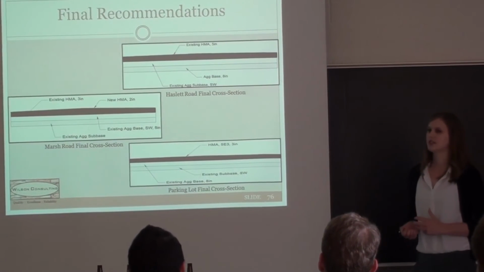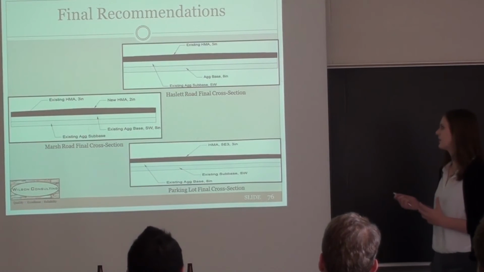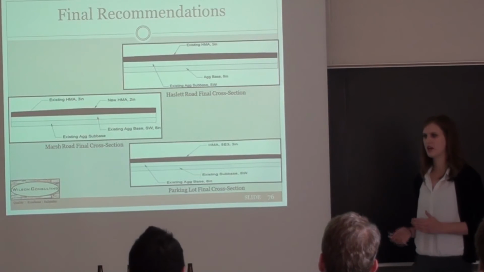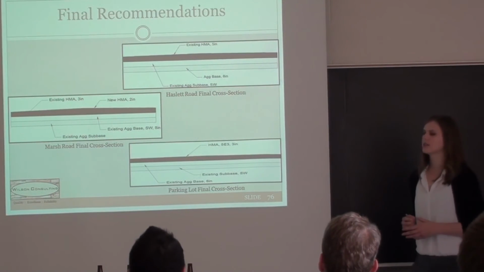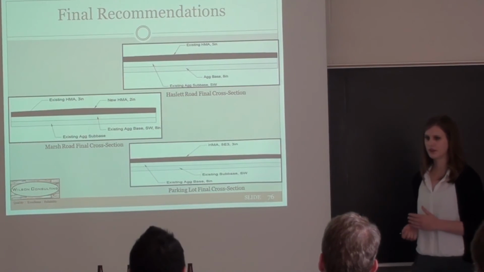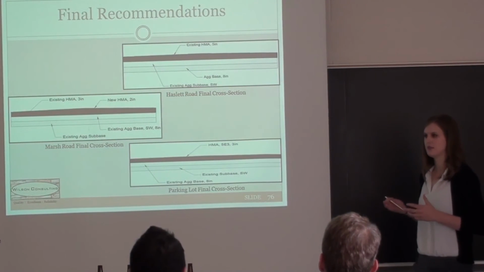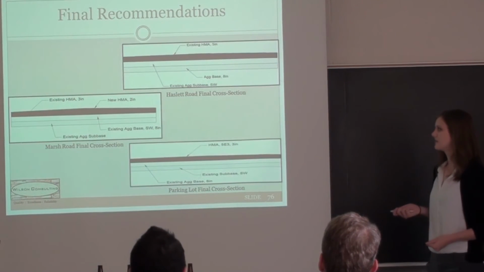So final recommendations, based on the life cycle cost analysis. Hazlet Road, of course, crack sealing, so there was nothing that really needed to be redone or reconstructed. For Marsh Road, it appeared as though the overlay would be the most cost effective, but when it was researched further, it would actually cost more based on the addition of the curb and gutter, and to raise it to the same level. Because of this, a mill and fill is recommended.